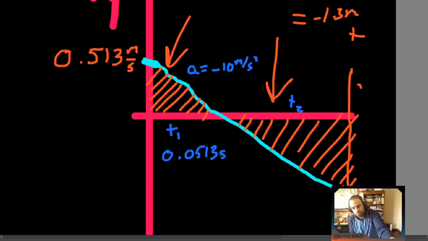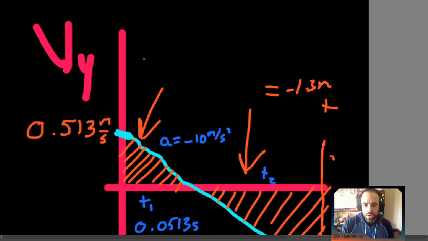Hey, look. Now I know the base and the height of my triangle. So base and height of my triangle, we know that it's 1/2 the base, 0.513 seconds, times the height. Oh, sorry, 0.513 meters per second. That's the height, actually. And then the base, 0.0513 seconds.